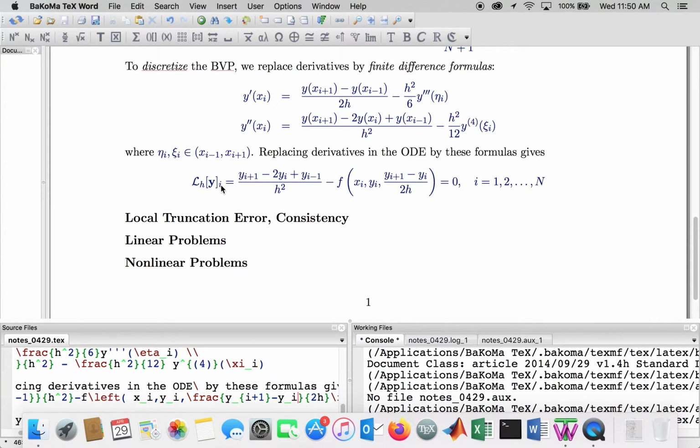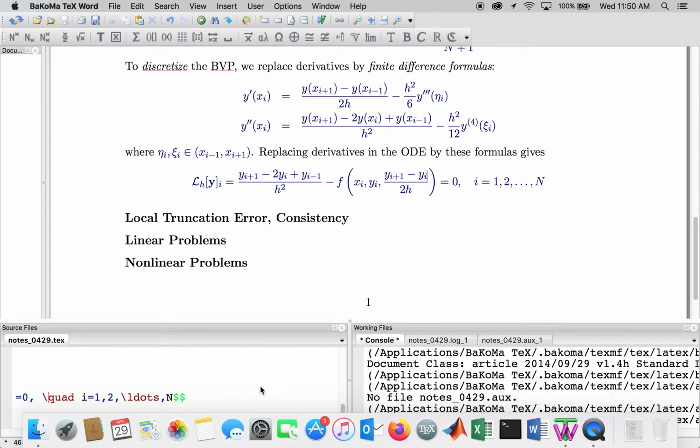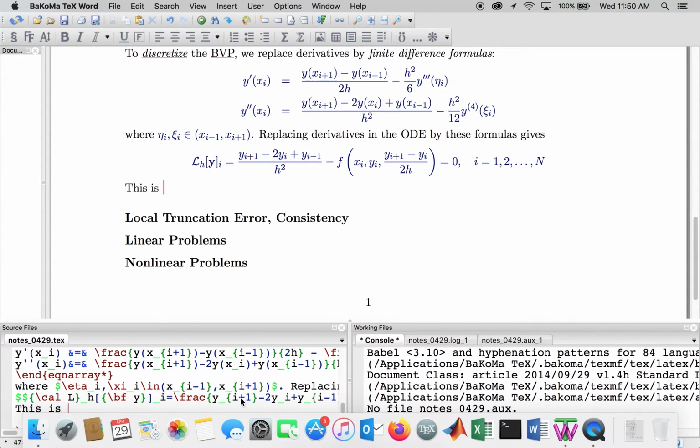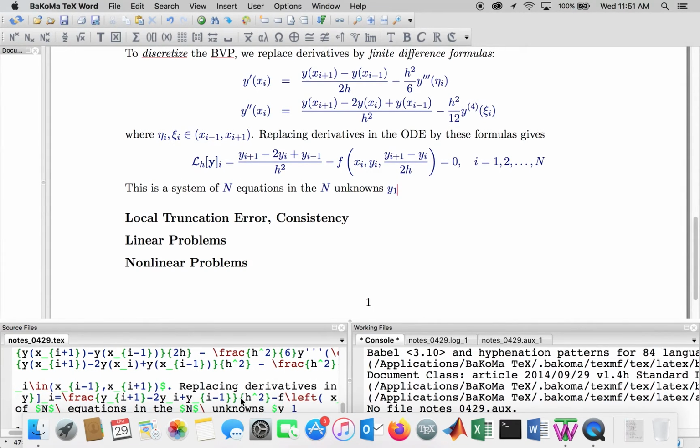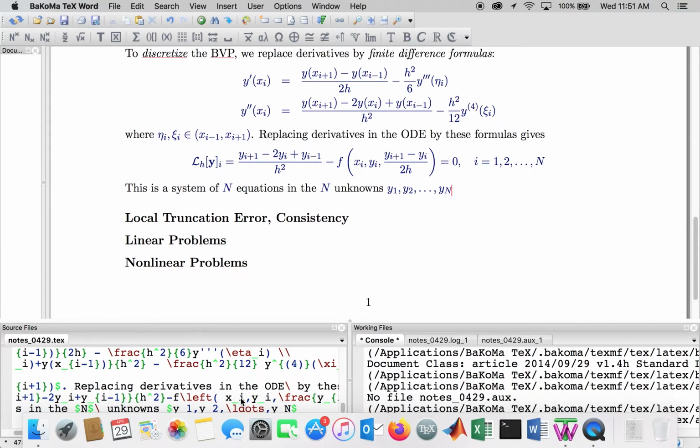So we want each component of LH of y to be equal to 0. What this gives us is a system of equations, linear or nonlinear depending on whether the boundary value problem is linear or nonlinear: a system of n equations in the n unknowns, y1, y2, up to yn.